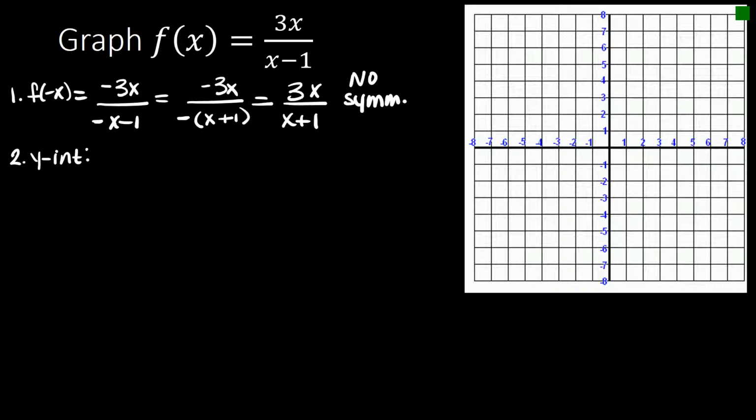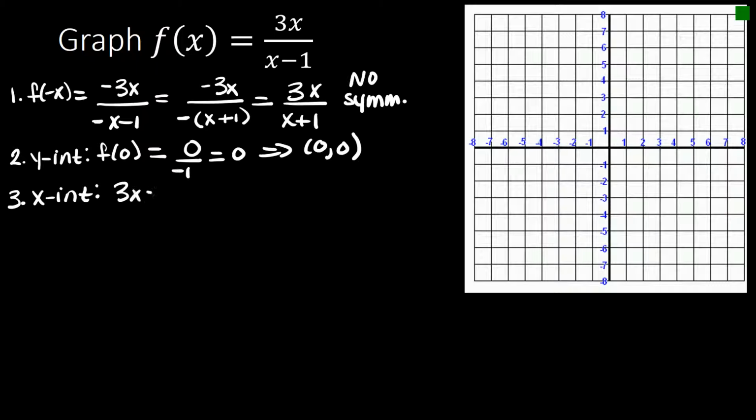Next, let's find the y-intercept by evaluating f at 0. If I put 0 everywhere, I'm going to have 0 divided by negative 1, which is 0. So the point 0, 0 is the y-intercept. Number two, the x-intercept. I set the numerator equal to 0. 3x equals 0 means x is 0. So again, 0, 0 is our x-intercept. The origin, or 0, 0, is the only point that can be both x and y-intercept.